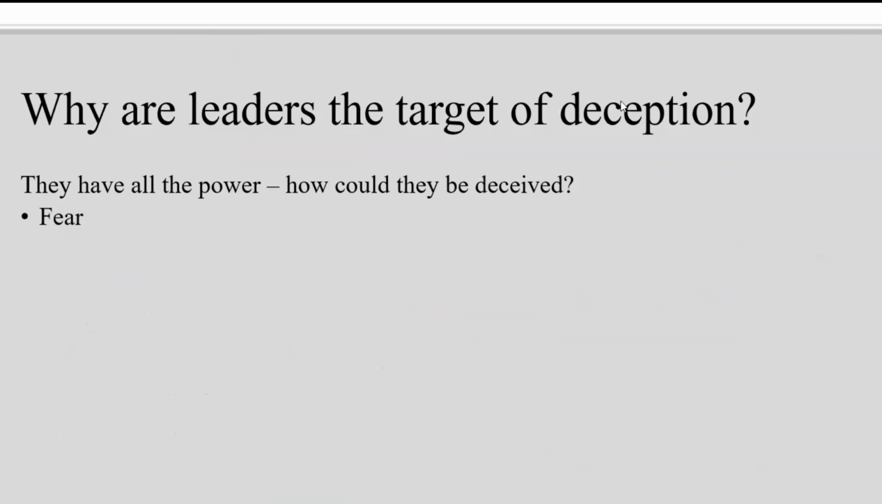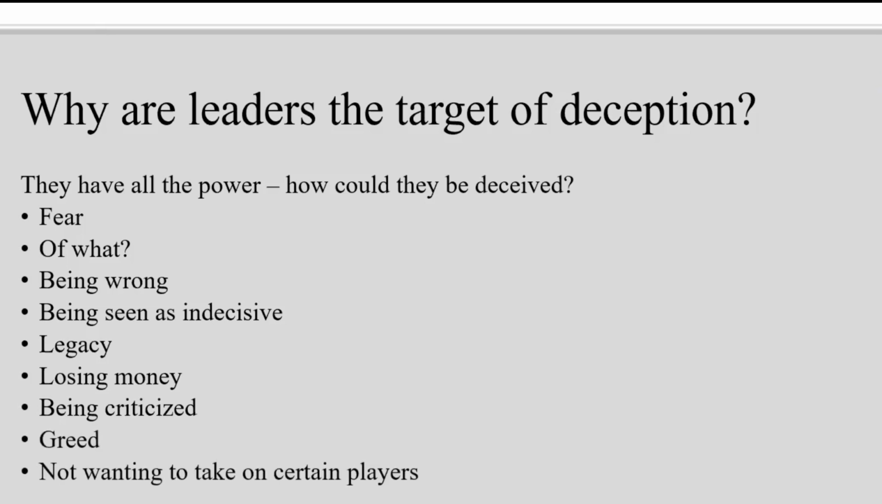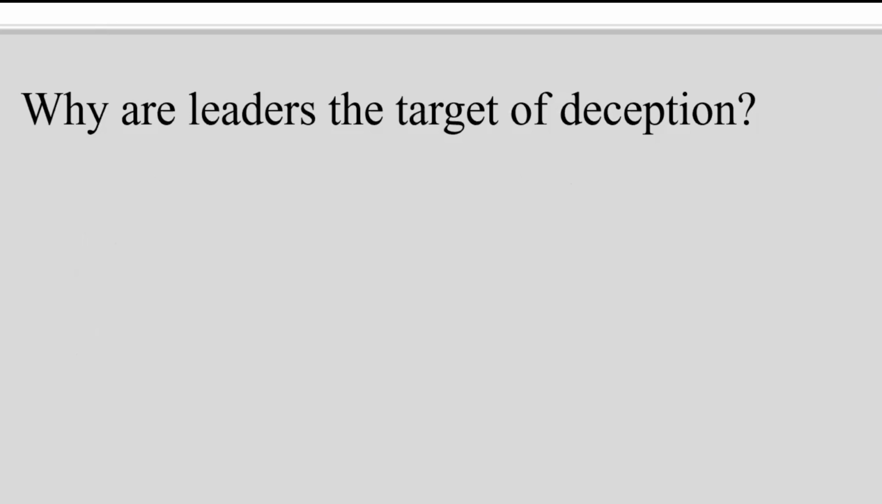So yeah, there's lots of fear, right? And depending on where they are in the organization, they may have different points of pressure and different fears. If you're a high-level political appointee, you may have different fears than if you're a career employee or been in an organization a long time. So being wrong, being seen as indecisive, their legacy can be a big one. People are only at an organization for a period of time and they know it. They're concerned about, well, okay, what am I going to be known for? And that can impact how they make decisions. Losing money, being criticized, greed, not wanting to take on certain people, certain players in an organization.